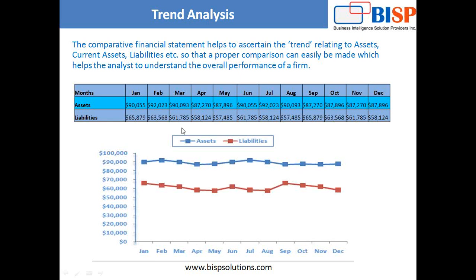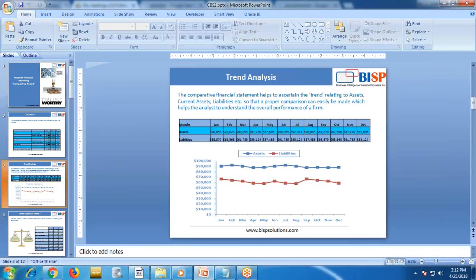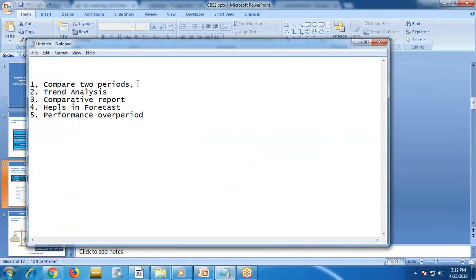So there are other ways one can compare as well. One can compare two periods or multiple periods over time. One can have trend analysis with the help of comparative reports. It helps in forecasting. One can forecast and compare, and one can evaluate the performance, how it's changing over the period.